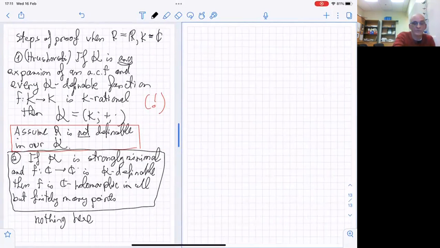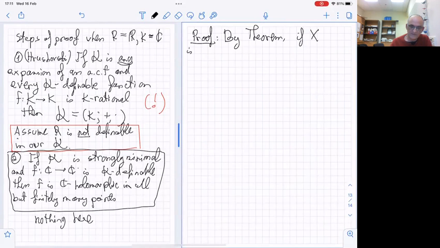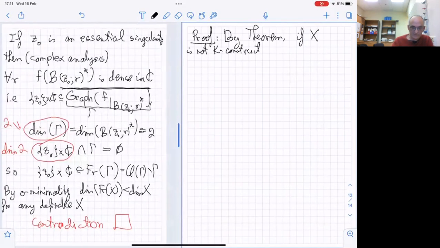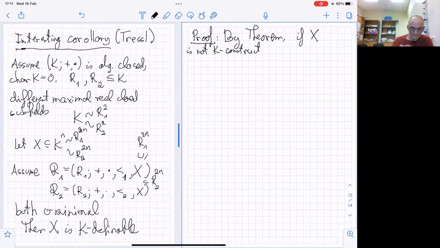This is the theorem that we have. Proof. By theorem, the only theorem actually I quoted today, if X is not K constructible, K definable, constructible to remember. Sorry, I want to put this theorem here. Or let's say K definable, so I will use the same terminology I will use in this theorem.